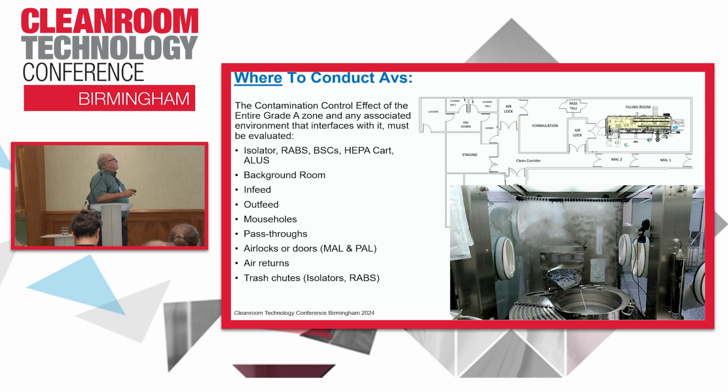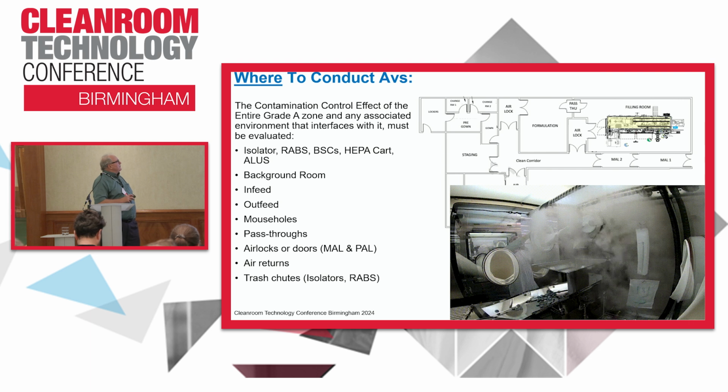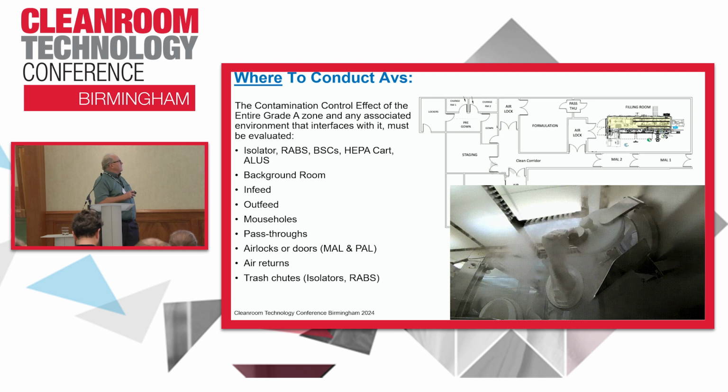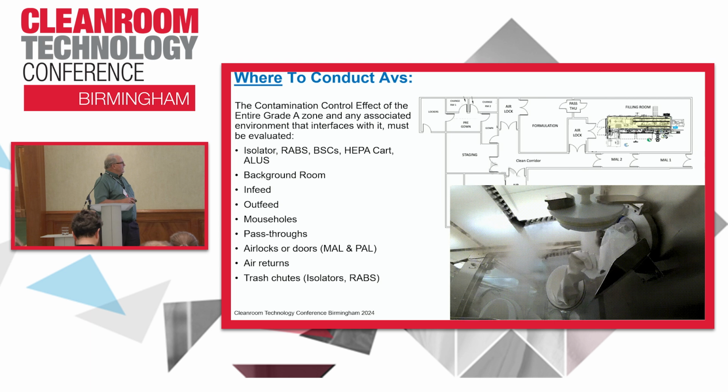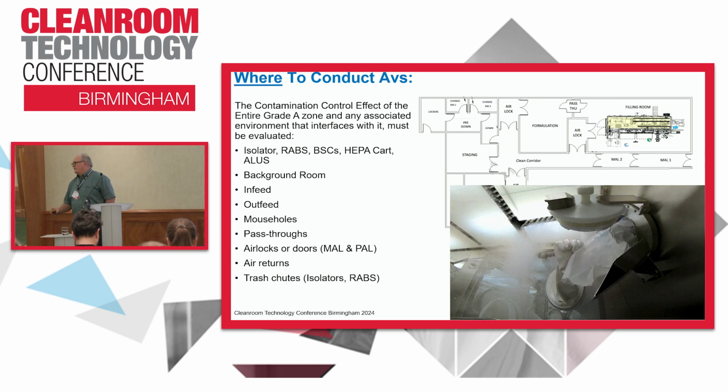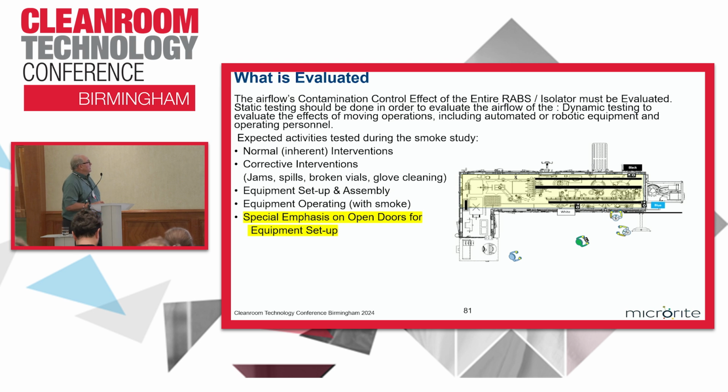But again, the contamination control effect, the entire grade A zone and associated environment should be evaluated. The isolator, the RABS, the BSC, the HEPA cart, the ALUS, the automatic loading and unloading system for lyophilization, the background room, in-feed and out-feed, mouse holes, pass-throughs, airlocks and doors, particularly material airlocks and personnel airlocks, air returns, and also, don't forget trash chutes. Should be evaluated. And again, special emphasis should be when doors are open for equipment setup.